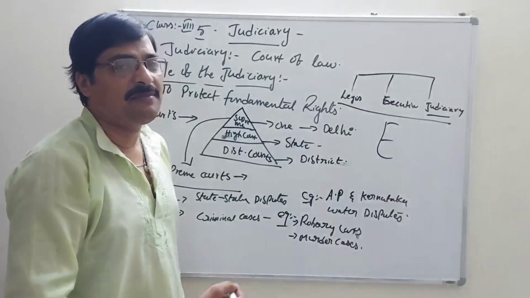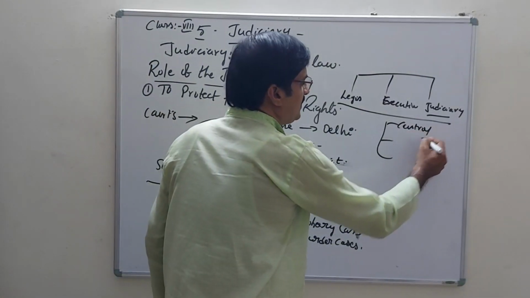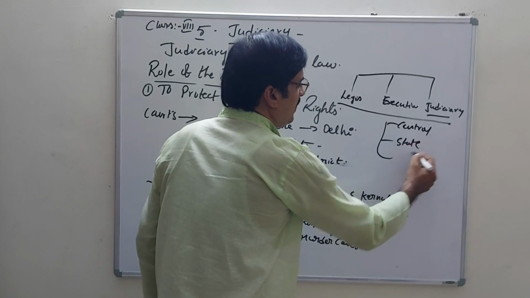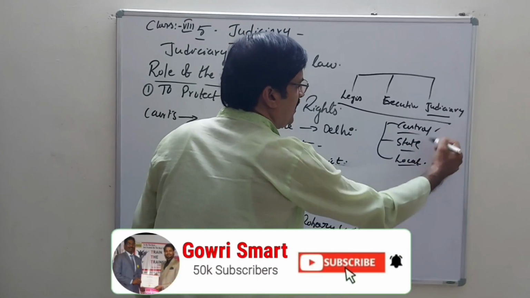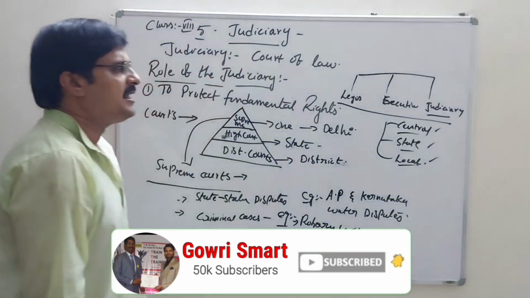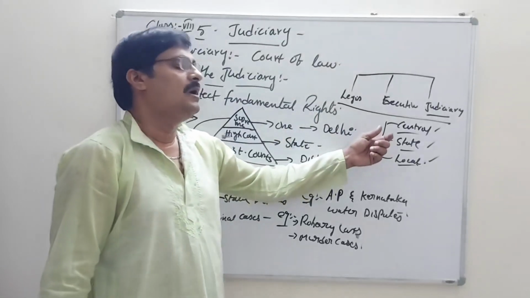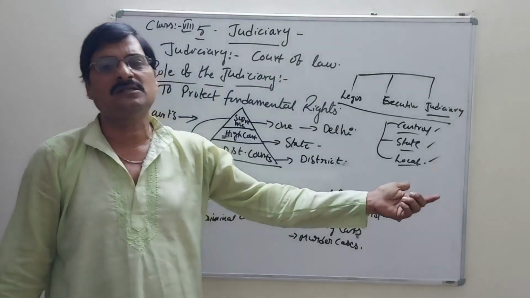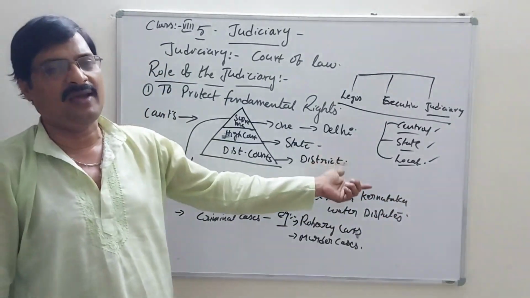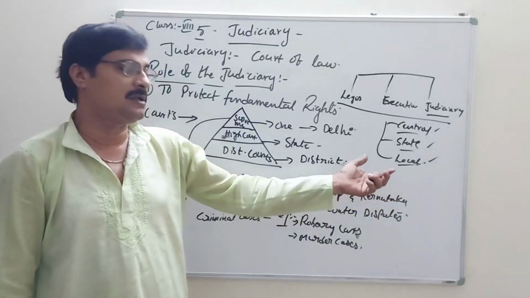Whereas, coming to the vertical type of government, we have the central level, state level, and local level. There are three types. At the central level we have the central power: the prime minister, the president, and the council of ministers. At the state level we have the CM, the governor, and all the MLAs.